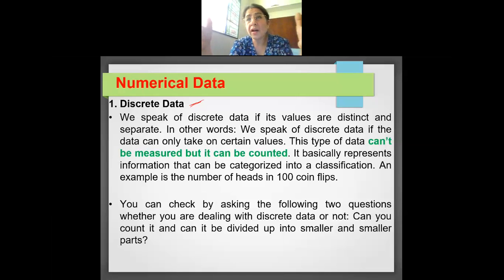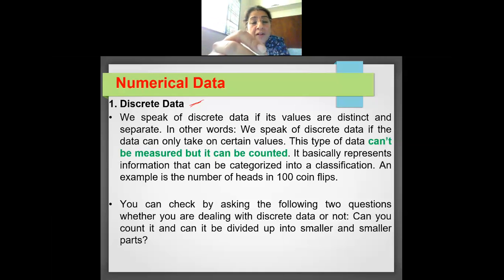For example, the number of chocolates in a box: you can count them, you cannot measure them. And talk about the height and weight of a person: you cannot count that, you can measure height and weight of a person, so that will come in the category of continuous data. Like the number of heads when you flip a coin, 100 coin flips, and so on, these kinds of data come in the category of discrete data. If you have discrete data, you will apply different statistical techniques than if you have continuous data.